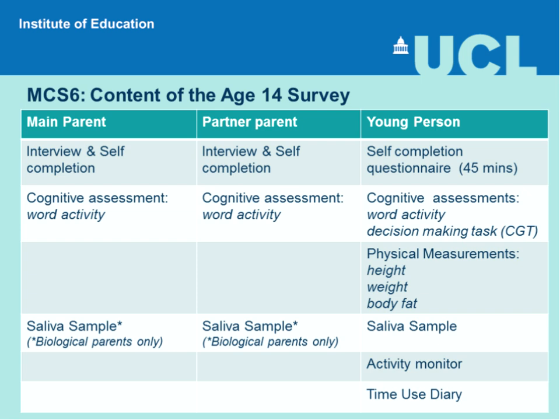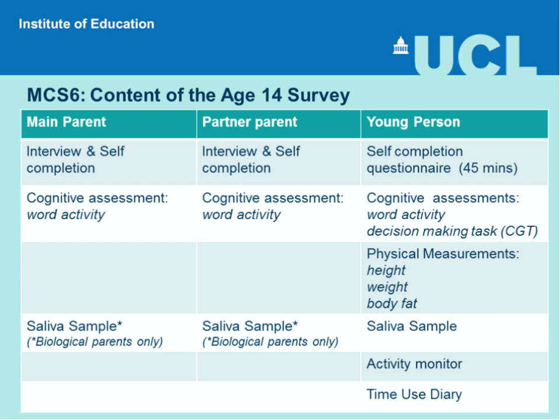It's around about 45 minutes, and that's because they're at an age now where they can answer so many more questions about their own experiences. And we've moved some questions that we've previously asked to the parents. We're asking the young person themselves this time. Once again, we are asking the young person to carry out the cognitive assessments, and this time it's a word activity and also repeating the decision-making task from the Cambridge Cognition Battery. But for the first time ever, we are actually asking the parents themselves to complete some cognitive assessments, and they are also carrying out the word activity.